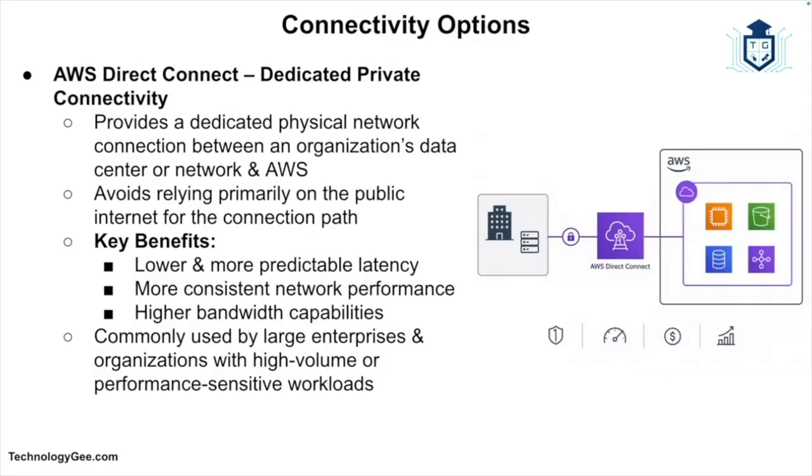And then you have what is called AWS Direct Connect, and this provides a dedicated physical connection between your data center and AWS to where it offers lower latency, more consistent performance, and higher bandwidth. And this is commonly used by large enterprises that need reliable, high-speed connections.